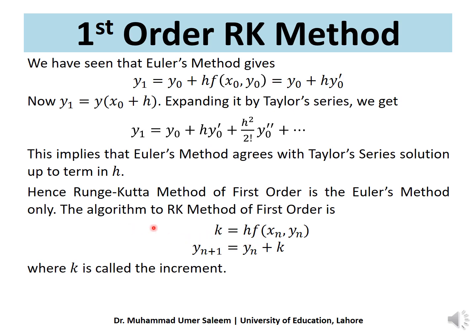So this is actually the algorithmic form of the RK method of first order. So this k is called the increment. So what is the first order RK method? This is only the Euler method.